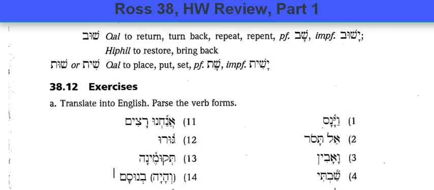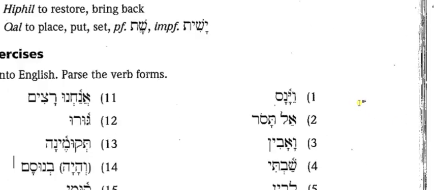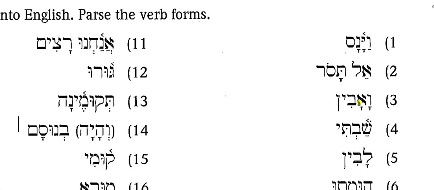All right. So you have gone through the Ross chapter 38 material. It is time to pay the piper and do the homework. So let's take some time to go over these exercises here and see what sort of questions you have. So where can we start? Well, we'll start with the parsing. It's always good to start with the parsing questions and then go to the translation exercises. So have at it. Which ones do you want to go through?